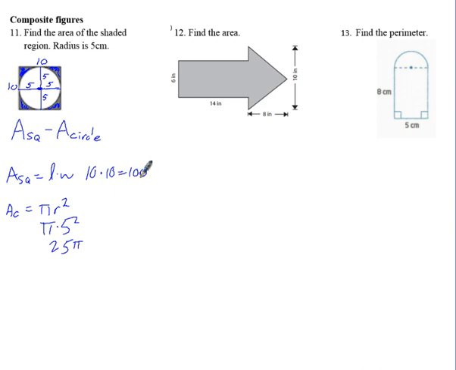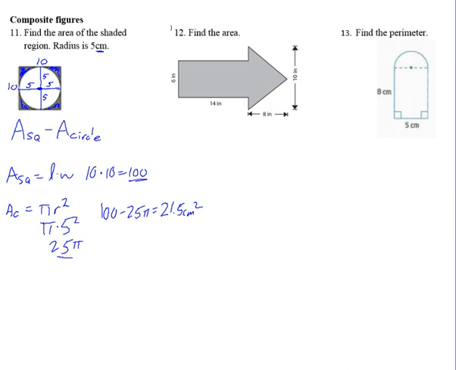Now our plan is to take the area of the square, 100, minus the area of the circle, 25 pi. Keep in mind you can multiply that by 3.14 to get it as a decimal. When I do that, 100 minus 25 pi gives us an answer of 21.5 centimeters squared. Again, units here are centimeters because we're talking about area, centimeters squared.